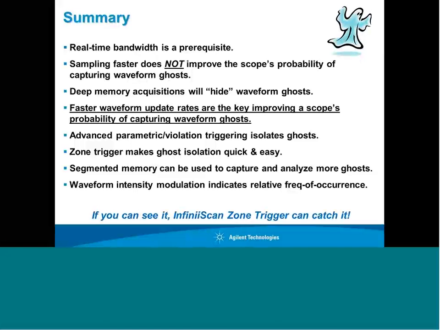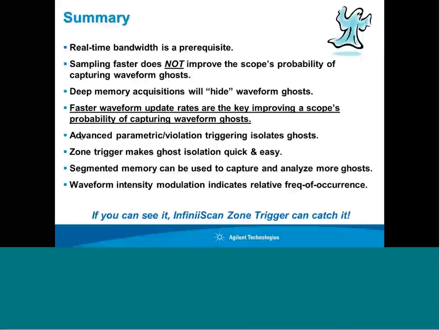Advanced parametric triggering will help you isolate ghosts, but this new zone trigger that I showed you actually achieves much of the same thing, and it makes it much easier and much quicker to isolate and then zero in on perhaps what's causing these things. Segmented memory, we showed, allows your scope to capture more significant information without capturing the insignificant information. Capture what's important, not what's unimportant.